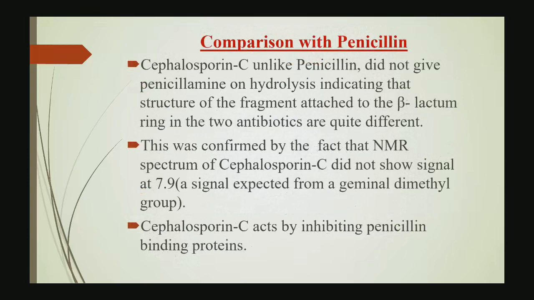Our next slide is about comparison of cephalosporin C with penicillin. Cephalosporin C, unlike penicillin, did not give penicillamine on hydrolysis, indicating that the structure of the fragment attached to the beta-lactam ring in the two antibiotics is quite different. This was confirmed by the fact that the NMR spectrum of cephalosporin C did not show a signal at 7.9, which is a signal expected from a geminal dimethyl group, and cephalosporin C acts by inhibiting penicillin binding proteins.